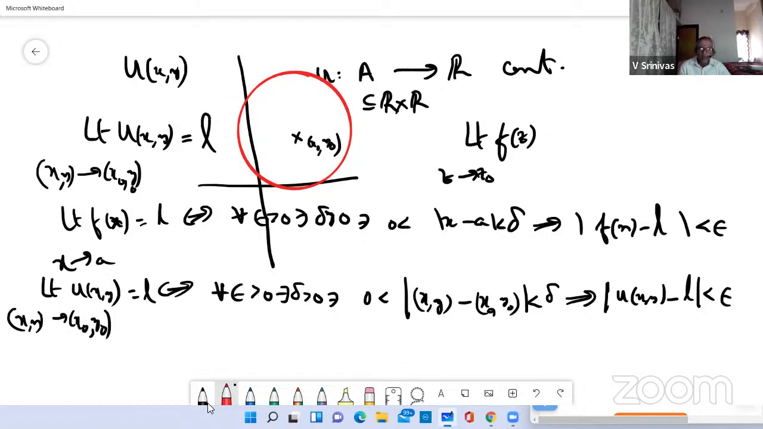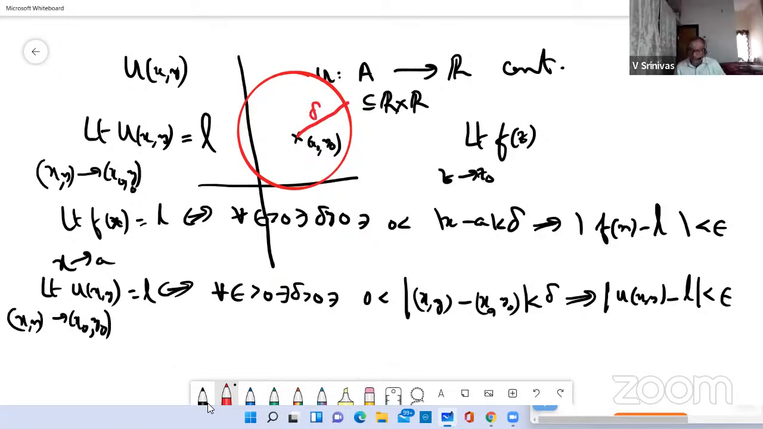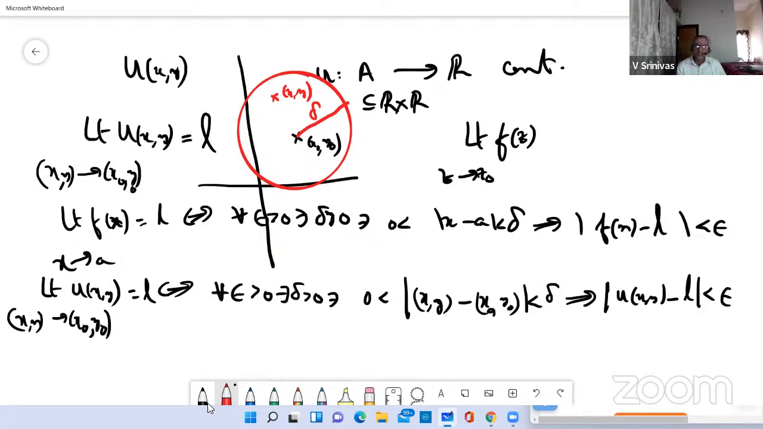Okay, so this is the center. Radius is delta. For this neighborhood, the center is x naught, y naught, the radius is delta, and this is the point x comma y. This point x comma y will be here because its distance from the center is less than delta. This is a circle centered at the point x naught, y naught of radius delta. Because the distance from this to this is less than delta, the point x comma y lies inside this circle. This is called an open disk centered at the point x naught, y naught.